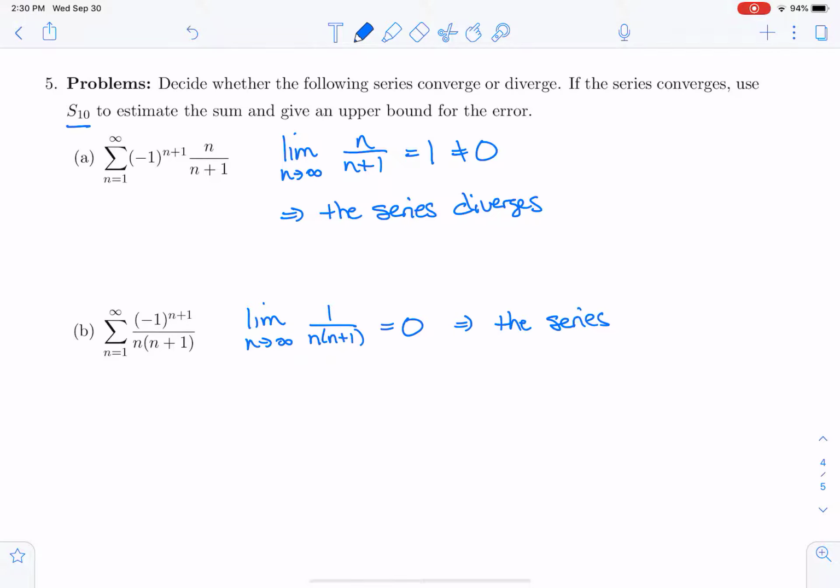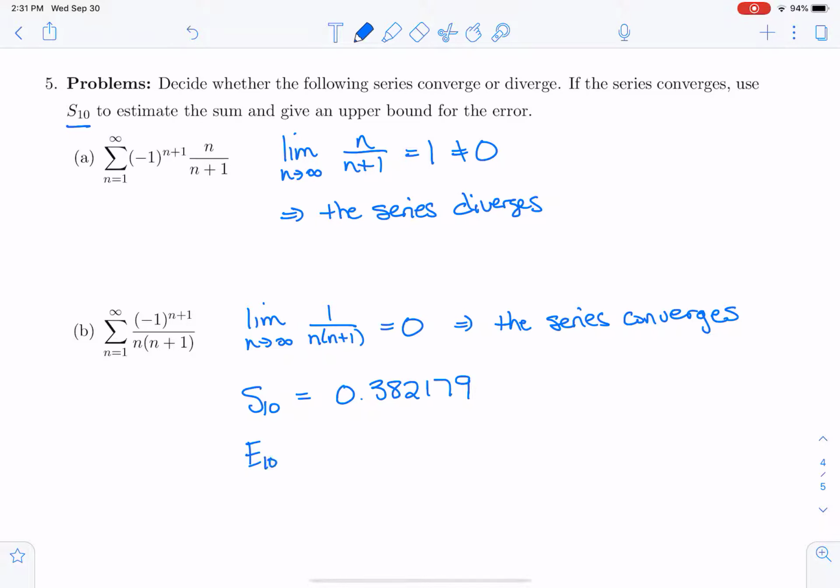Since the series does converge, it does make sense in this case to see what the 10th partial sum is and see if that's a good estimate for the infinite sum. So we're going to sum up the first 10 terms. I'm not going to show all of the work for that, but if you do that, you get 0.3821779. And then we want to know how close that sum is to the actual value of the infinite sum.